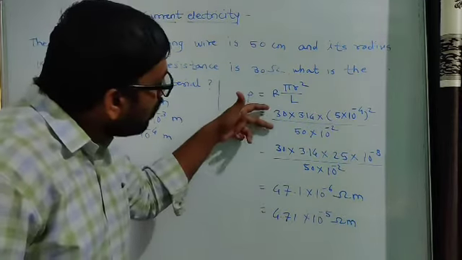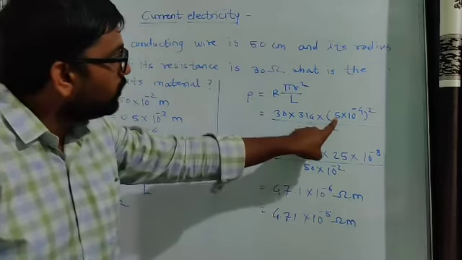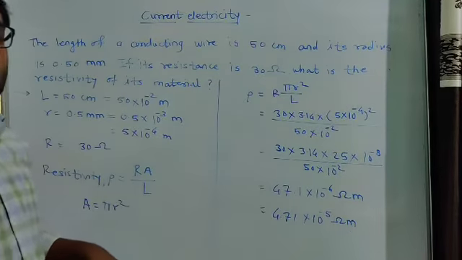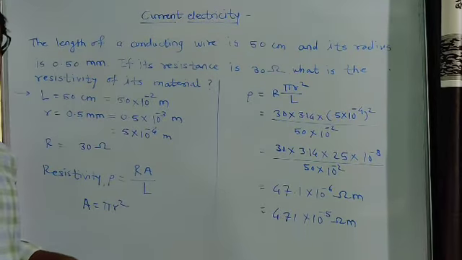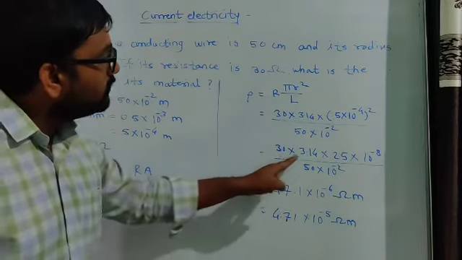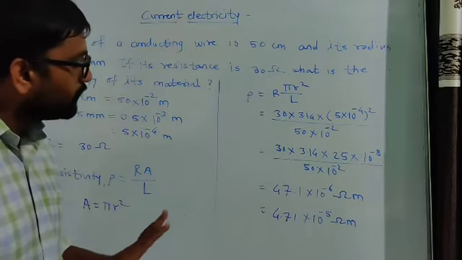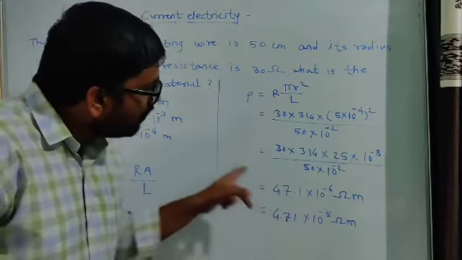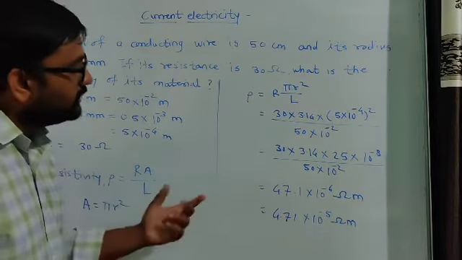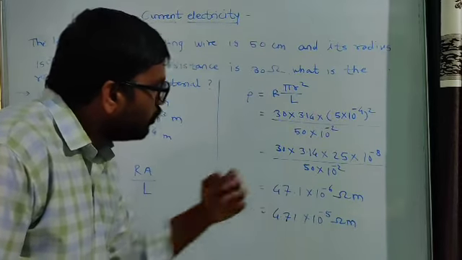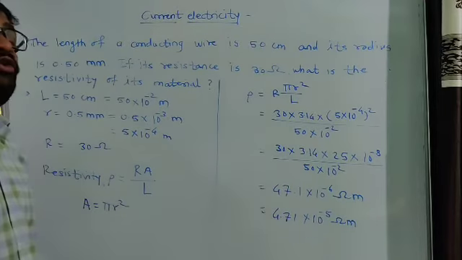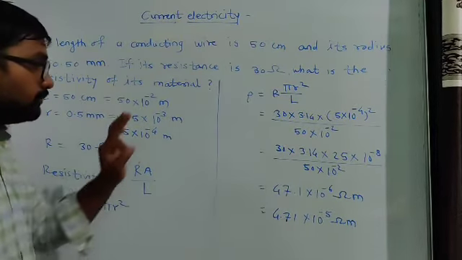Now we put all the values. We have to square it. 5 square is 25, and 10 raised to minus 4 squared is 10 raised to minus 8. Other terms remain as they are. Then if you calculate or solve this carefully, we will get the answer 47.1 into 10 raised to minus 6, and the unit of resistivity is ohm meter.